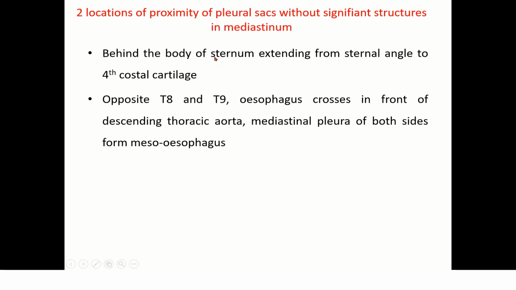In the entire mediastinum, there are two locations where both pleural sacs are in close proximity. One is behind the body of the sternum, extending from the sternal angle to the fourth costal cartilage. The second is opposite T8 and T9, where the esophagus crosses in front of the descending thoracic aorta. The mediastinal pleura of both sides will form the mesoesophagus. At these two places, the pleural sacs are in close contact with each other.